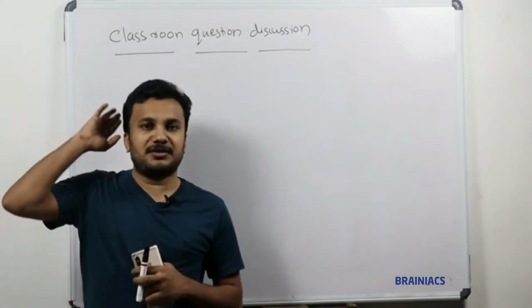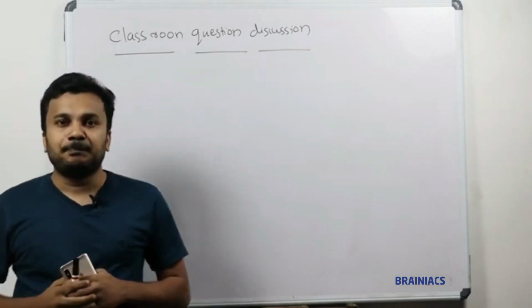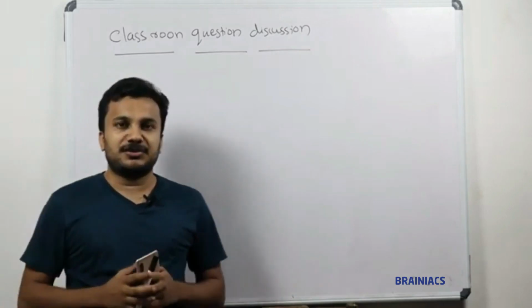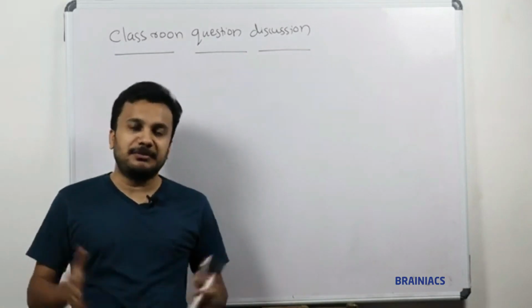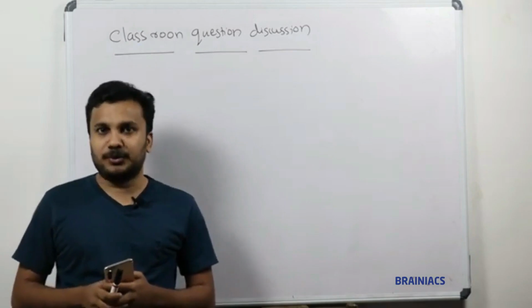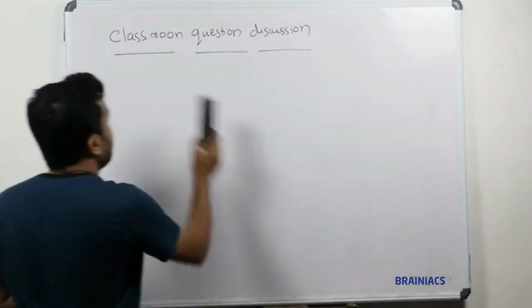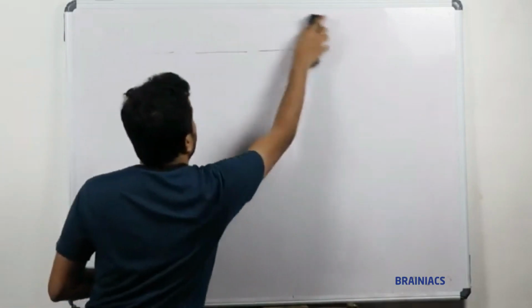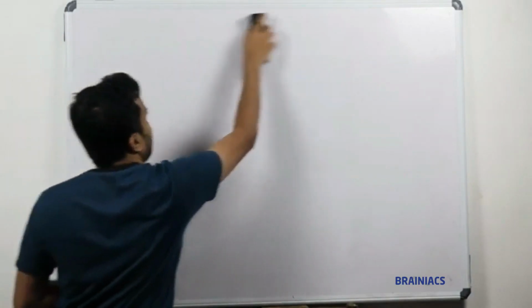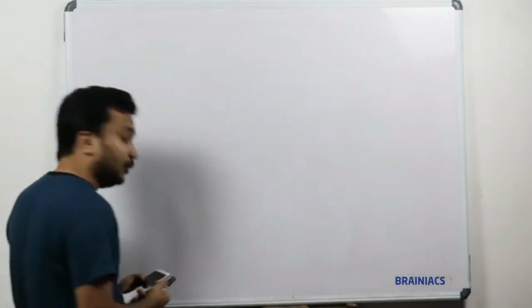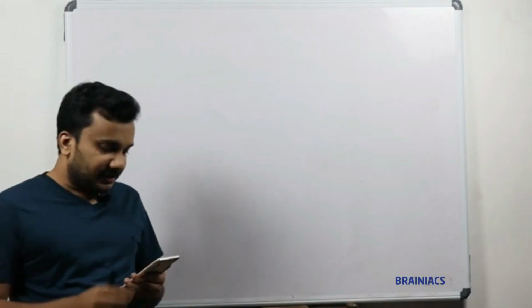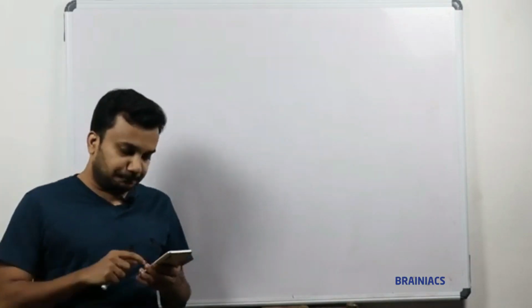So we will move to the classroom discussion questions. We have a set of 45 questions in total, and we will do them one by one. Let's start with our first question. We are discussing different questions based on the theory we have learned till today. So we'll start with question number 1.